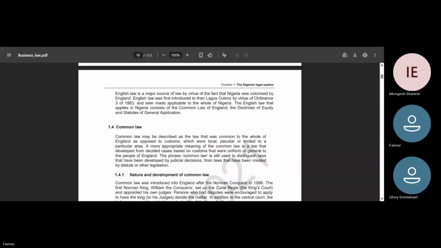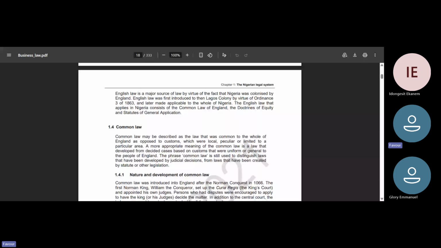So, common law is the body of law derived from judicial decisions. It is derived from judicial decisions and it is common to the whole of England as opposed to custom. While customs are local, it applies to a certain group of people in England. The common law is common to everyone in the whole of England.